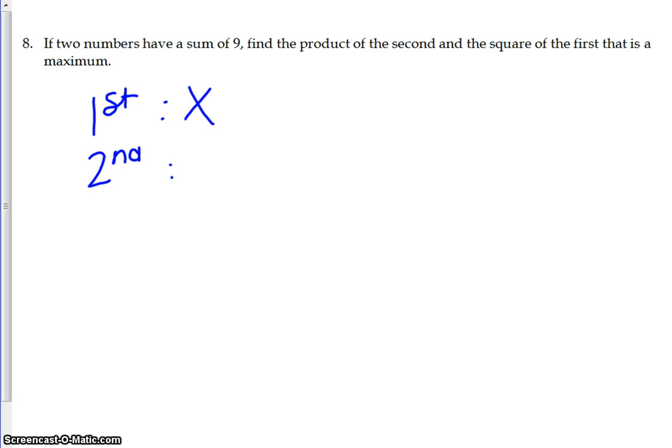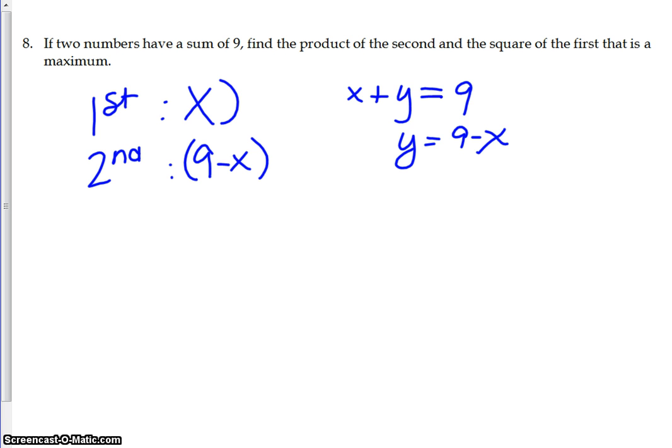One of them is going to be x. They have a sum of 9. So at first, if we call them x and y, and we know that we're going to replace the y, x plus y equals 9, the sum of 9. Well, then y would equal 9 minus x. So this is a good way to know, okay, how do I write them both in terms of x? I just would replace that with 9 minus x. So now we have our first and our second.